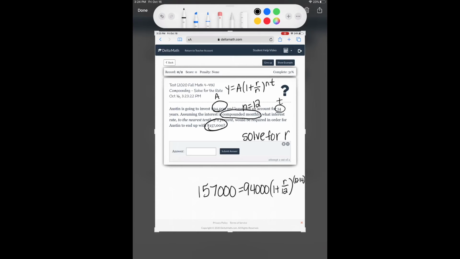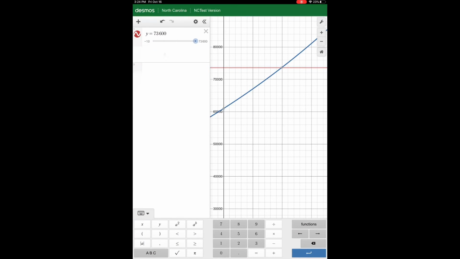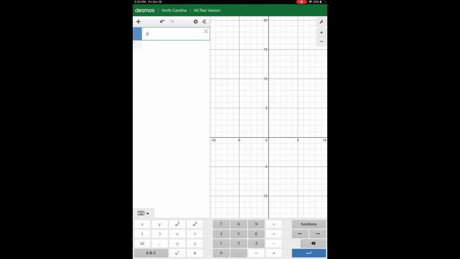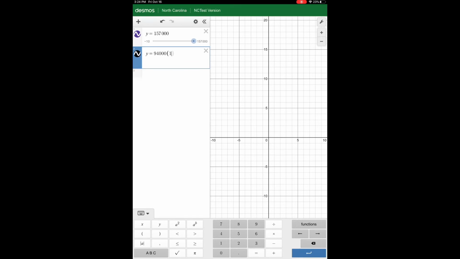Okay? So I've got to be very careful when I plug this in and make sure I have everything the way I need it. So when I go put this in Desmos, we'll hit the home button so we have the full effect. Our original was 157,000. Then we have y equals 94,000. Let me make sure I got all my numbers right. 1 plus, I'm going to go ahead and do that division. We don't know the r, that's what we're solving for. So we're going to do x over 12 because it's compounded monthly, and we're going to raise that to 12 times 14.